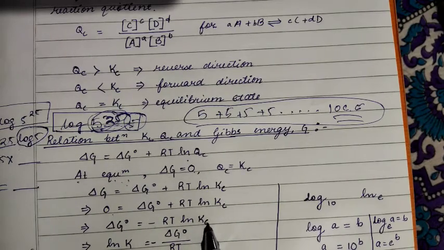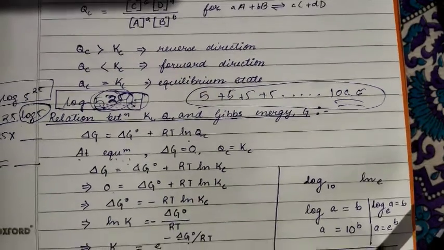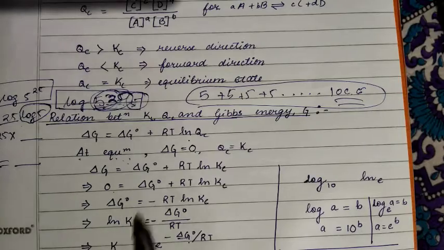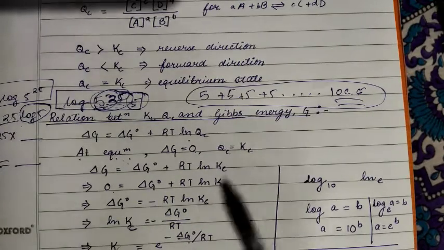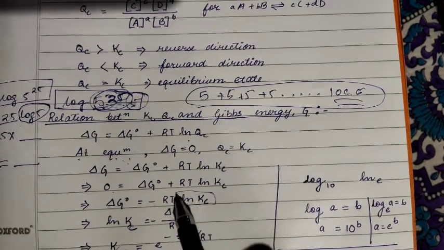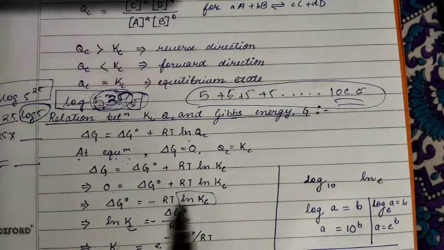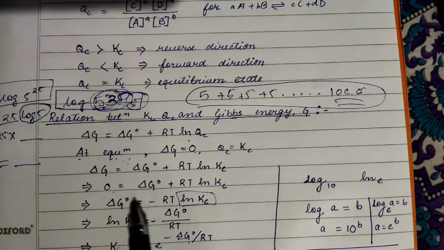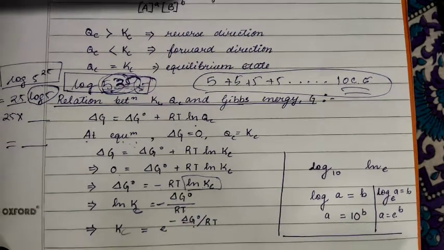I hope this is clear. These are simple mathematics formulas. So ln KC equals delta G naught by RT, and one negative will be there. So ln KC equals minus delta G naught by RT. I hope this is clear.